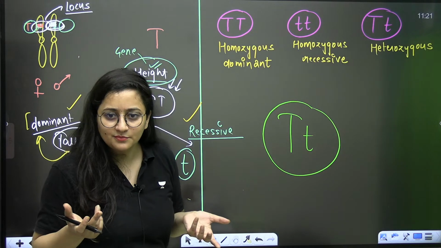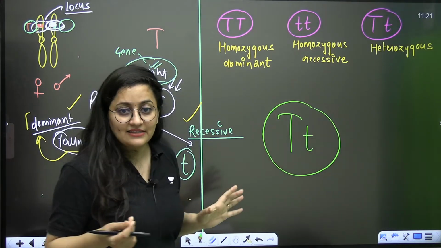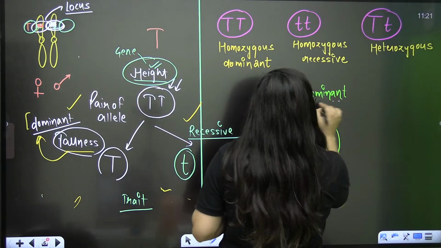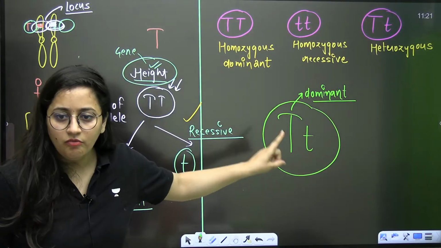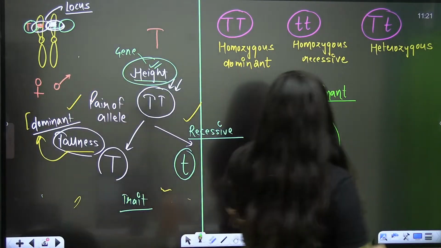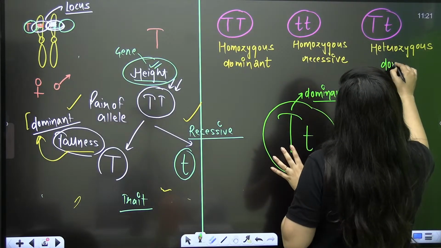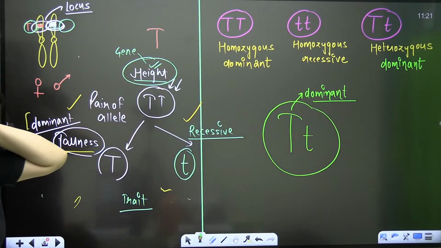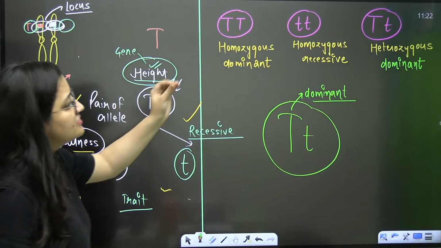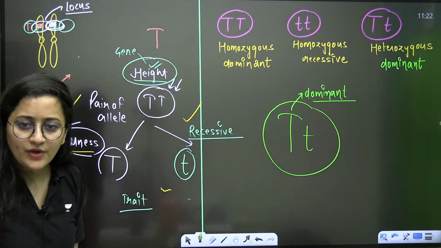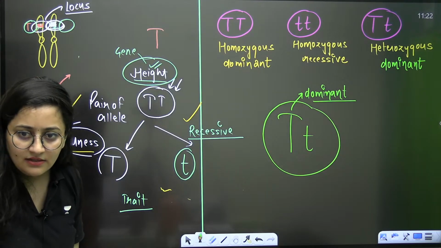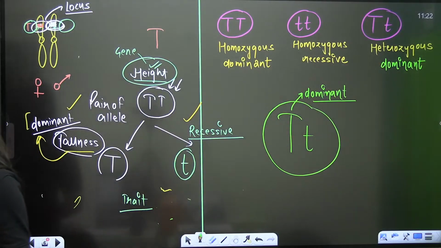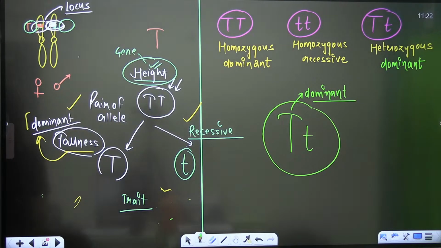So capital T, small t. Capital T's are the extrovert one, means it is the dominant one. So whenever in a pair you have one single allele which is dominant, obviously that pair is going to be dominant. So we will use the term here heterozygous dominant. When it is heterozygous, means when it is having two different alleles, it is always going to be dominant. Is that clear? So when you have two different alleles, capital T and small t, it is always the dominant character which will express.